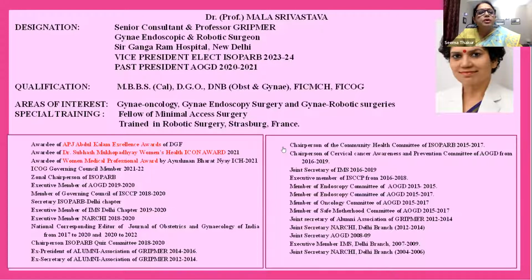Mala Srivastav, who everyone knows. She is a senior consultant and a professor at Gripmar, that is the Sir Gangaram Hospital, and she is a vice president elect ISOPAR 2023 to 24. She is a current vice president, and she has been a past president for AOGD in the year 2020 to 2021. Her area of interest is gynae oncology, gynae endoscopy surgery, and gynae robotic surgery. She is a fellow of minimal access surgery and trained in robotic surgery at Strasbourg, France. So I welcome you, ma'am.